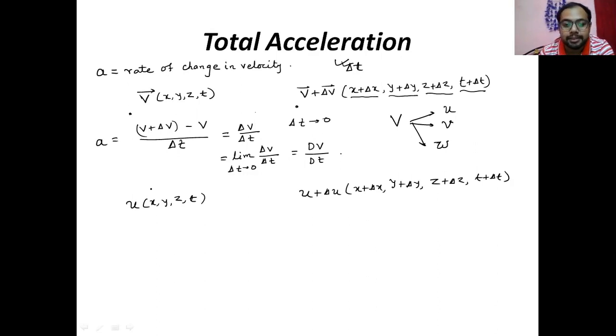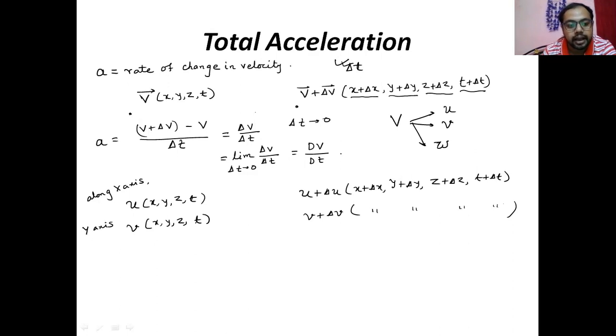Similarly, in the Cartesian coordinate along the x-axis, the velocity changes from u to u plus delta u. Along the y-axis, v also changes in the same way. And along the z-axis, w also changes in the same way. At time t it was w, and now w changes in the same manner.